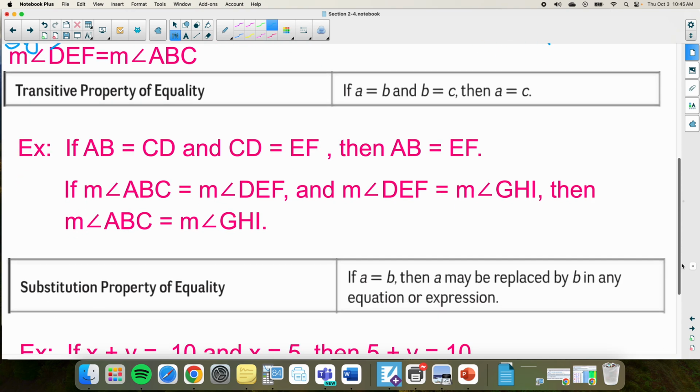Now, the last one is called transitive property. And what I want you to notice here is these have 3 equal signs, okay?